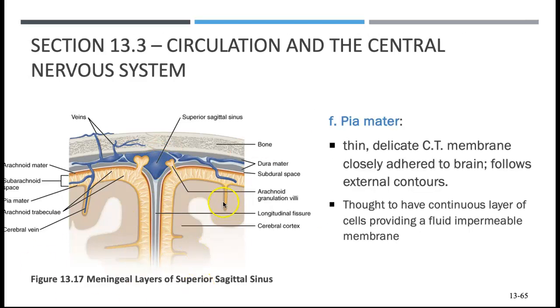And lastly, we have our pia mater. You're going to see it right along in here, adhered to the brain. It is a thin, delicate connective tissue membrane that is going to follow the contours of the external surface of the brain here. And it's a continuous layer of cells that provides a fluid impermeable membrane.